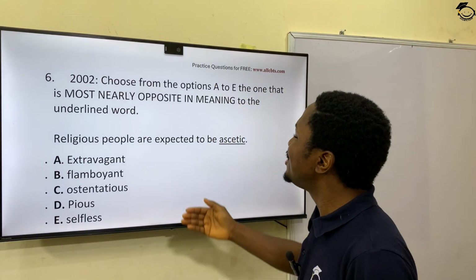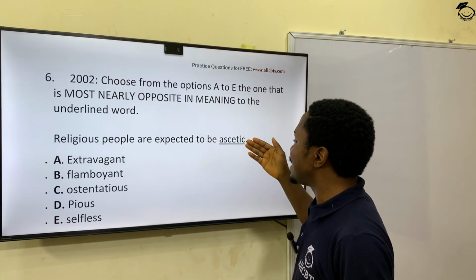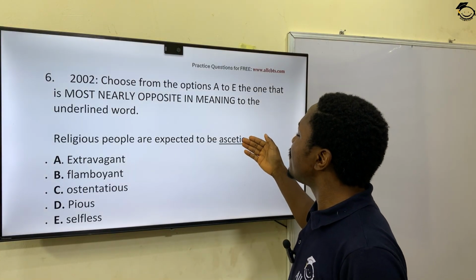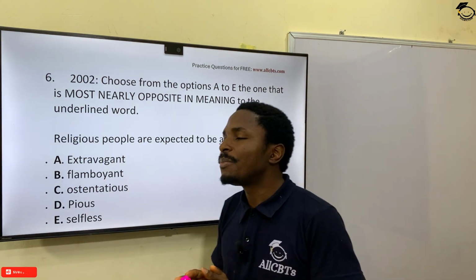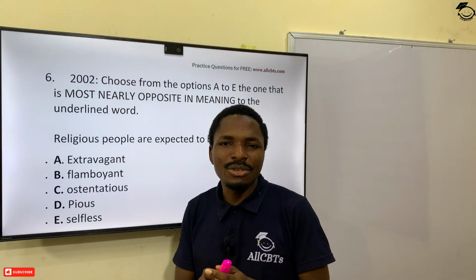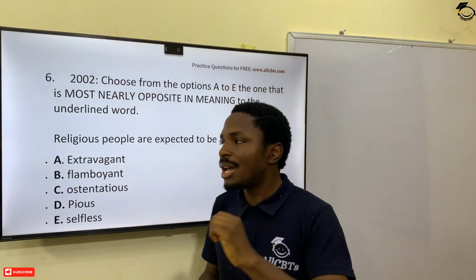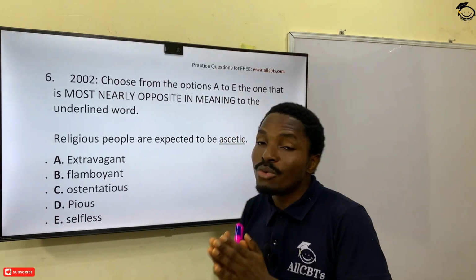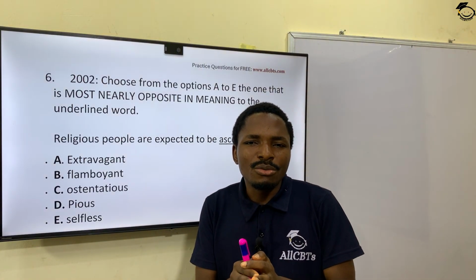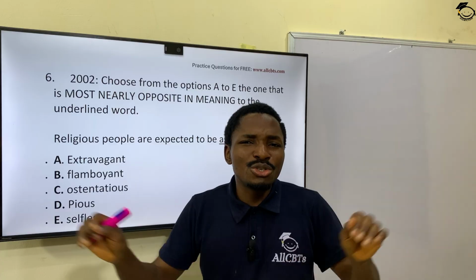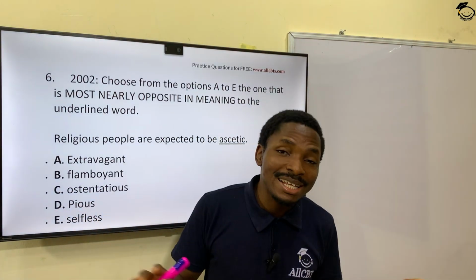So religious people are expected to be ascetic. Now, another word for ascetic would be like pious, restrictive, modest. Thank you, that's the word. Another word for ascetic would be modest. Religious people are expected to be modest, managed, not up and down, like that.